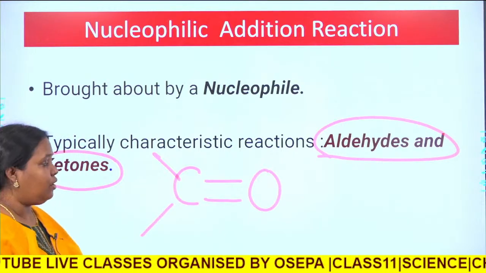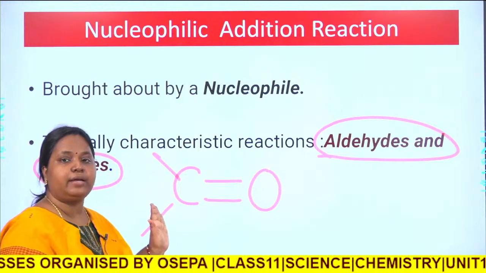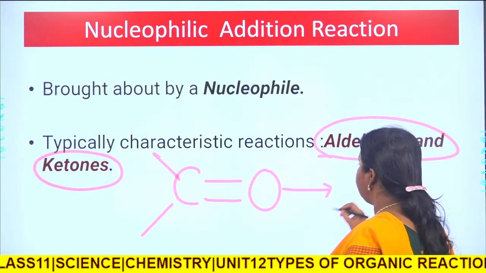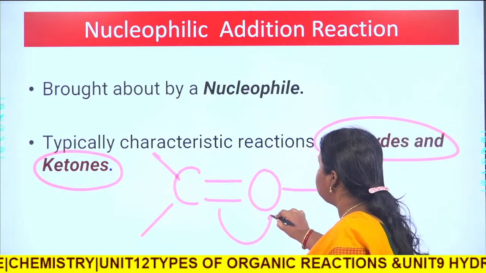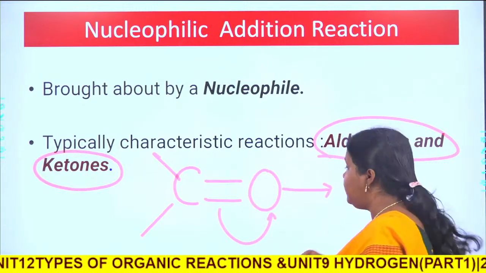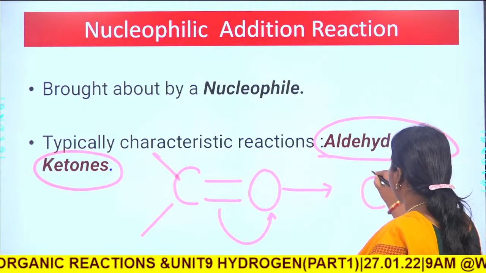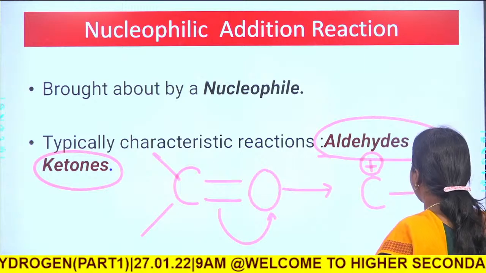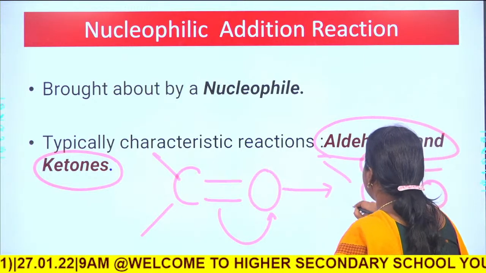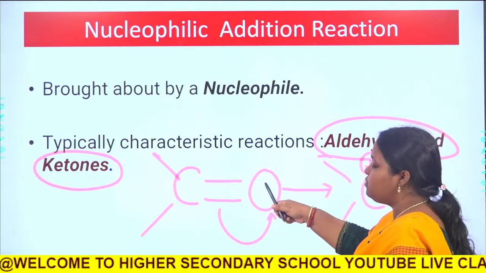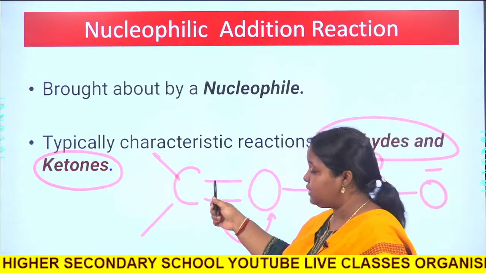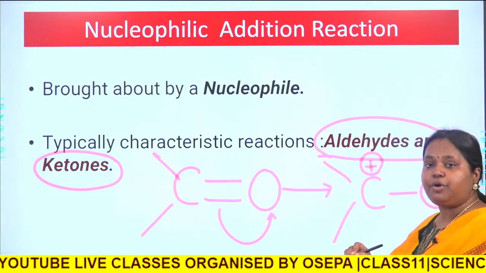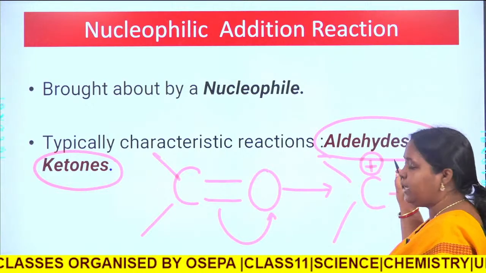Mark the carbon here. Oxygen is more electronegative than carbon, so it can take away this pi electron towards itself. As a result, this carbon will have a positive charge while this oxygen will have a negative charge. Because oxygen is more electronegative than carbon, it has the tendency to pull the electrons, so carbon develops a positive charge, which will attack a positive center.